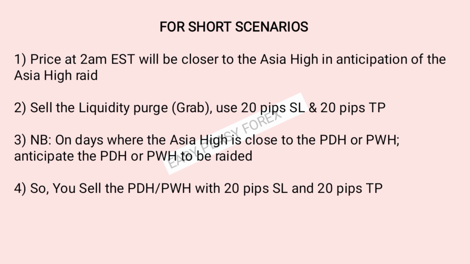So for me, immediately it grabs the Asian high, I put in my sell order and I use 20 pips SL and 20 pips TP. What will happen 90% of the time is that my TP will get hit. So immediately the market crosses that Asian high, I put in my sell order. If I'm busy and I've already watched the market and notice it's coming to take the Asia high, I'll just put a sell limit on the Asia high, then a 20 pip stop loss and a 20 pips TP. That's how you do it.